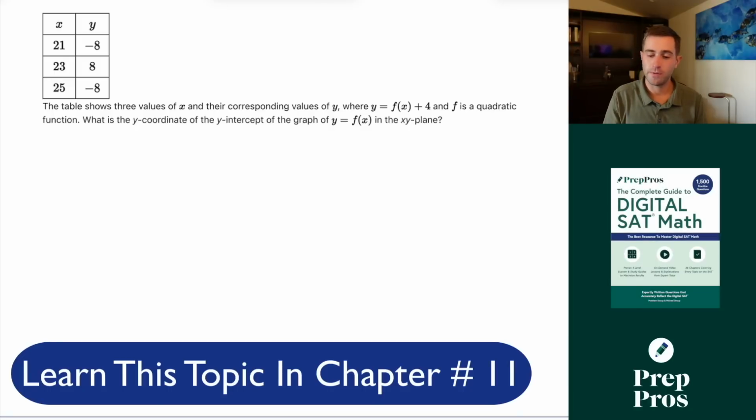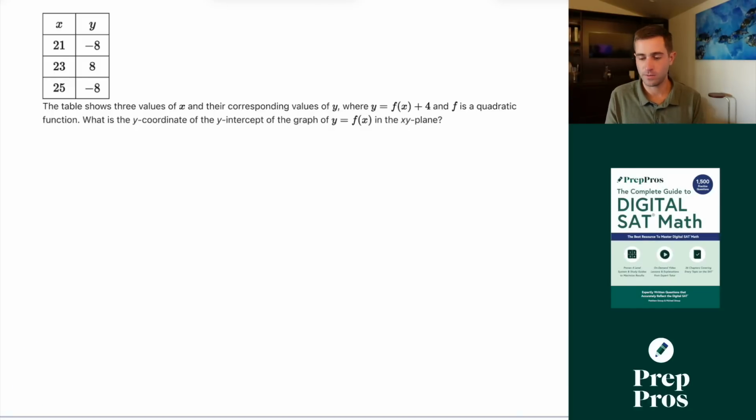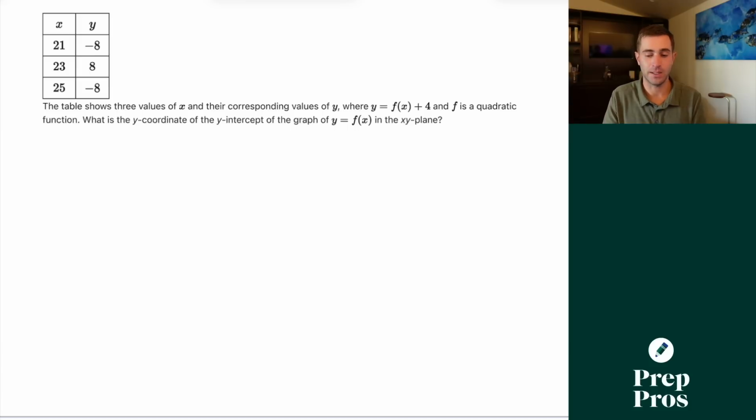The table shows three values of x and their corresponding values of y, where y equals f of x plus 4 and f is a quadratic function. What is the y-coordinate of the y-intercept of the graph of y equals f of x in the xy-plane? Well, I want to find the y-intercept of this, and then subtract 4 from it, since this is shifted up 4. This is the first of the three quadratic questions we're going to look at. The SAT loves quadratics for a lot of the really advanced questions.